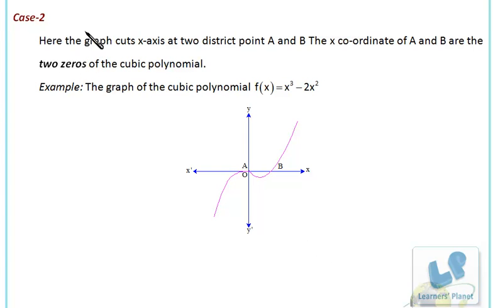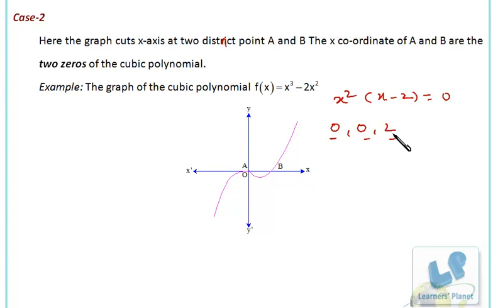Now suppose the graph cuts the x-axis at two distinct points A and B. The x-coordinates of A and B are the two zeros of the cubic polynomial, right? Now if we look at this equation, I can take x square as common, then x minus 2 is equal to 0. So 0, 0 and 2, right? So two zeros are the same, that means this curve is intersecting the x-axis at 2 points, that is 0 and 2, right?